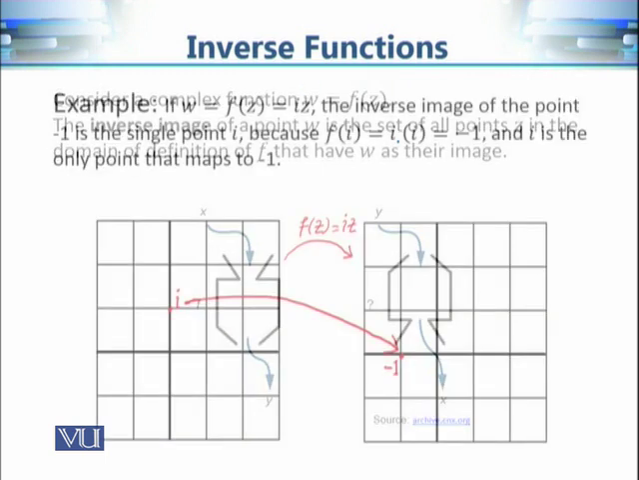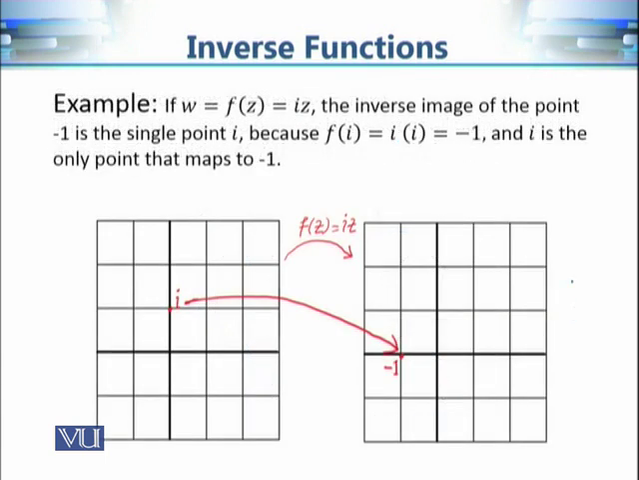conditions? For that, let's observe a few examples. In this case, we have a simple function f of z is equal to iota z. When we apply this function on the points in the domain or the z plane, we get points in the w plane. In particular, when we apply this function on the point iota, we get the point minus 1. And no other point from the z plane maps to the point minus 1. So in other words, we can say that the inverse image of minus 1 is iota.